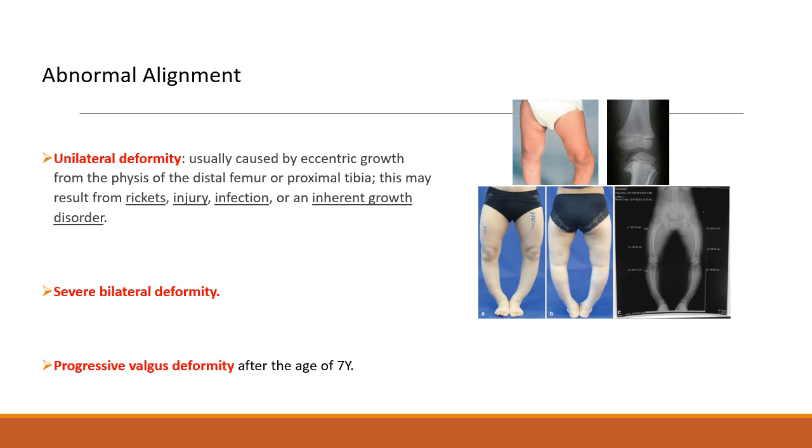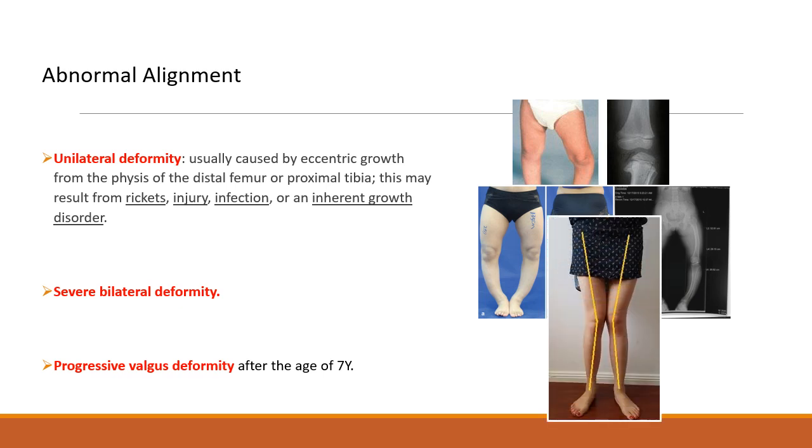A progressive valgus deformity after the age of 7 years: we said that the normal adulthood valgus alignment of a knee joint is about 5 to 7 degrees. If it's progressive after the age of 7 and increases with time, this is considered abnormal or pathological, even if it is symmetrical.